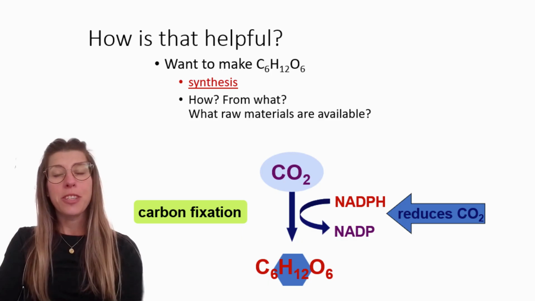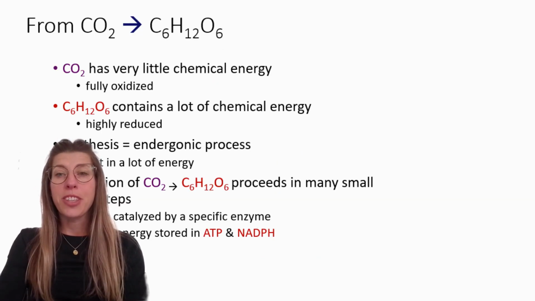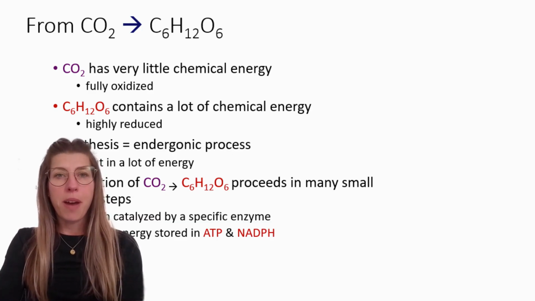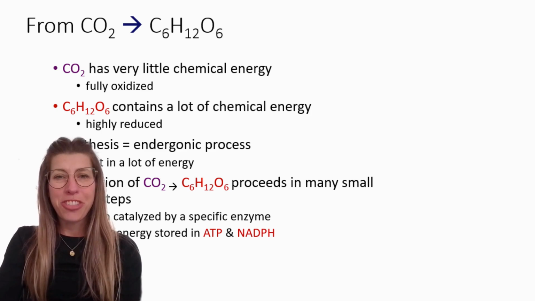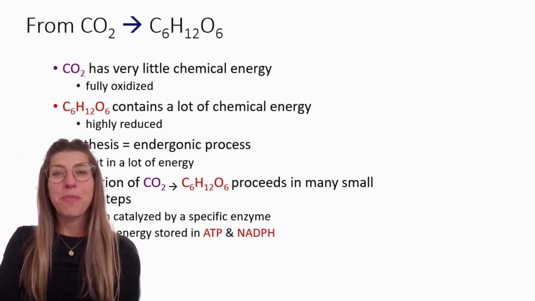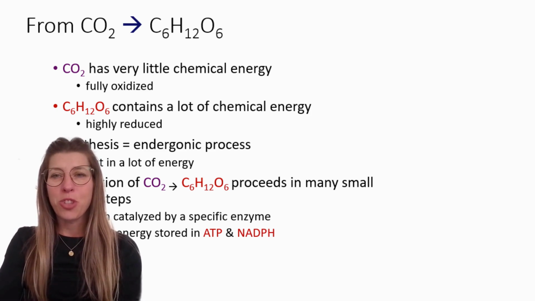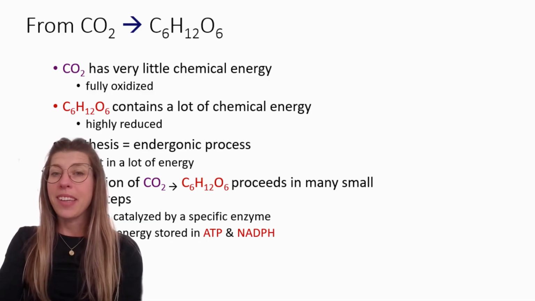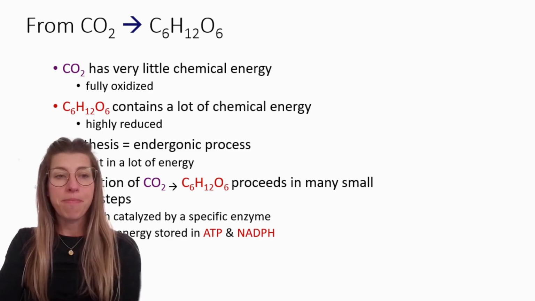We need 6 of them per glucose molecule. So CO2 has very little chemical energy. It's fully oxidized. It's a smaller compound versus C6H12O6. That's a very large molecule. It's highly reduced. Okay, it has a lot of chemical energy.